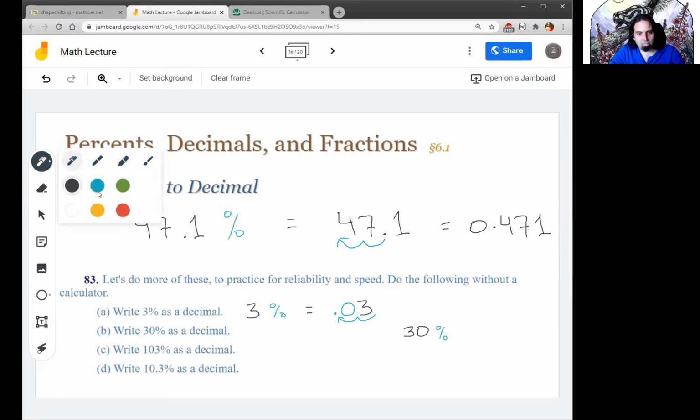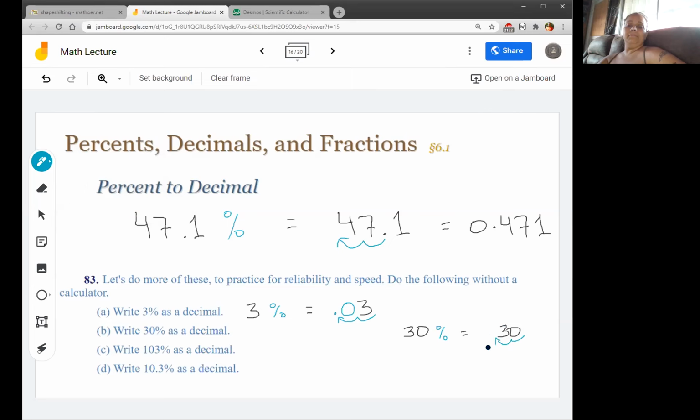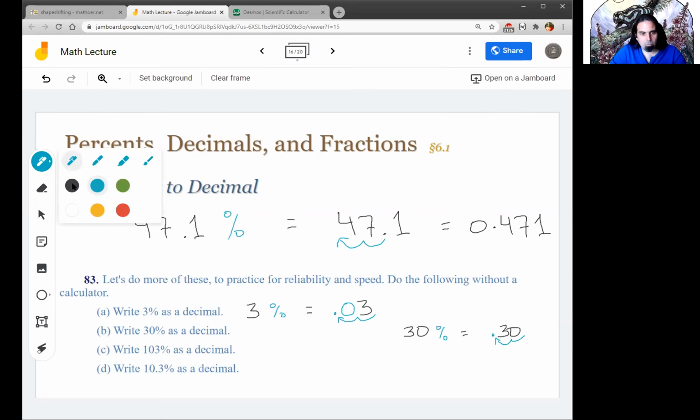So 30%, I'm going to keep my 30. I'm going to get rid of the percent symbol. 2 scoots back, so my 2 scoots left, and I get 0.3. This one I probably would just write as 0.3 and not as 0.30, but 0.30 is also the same number. It's fine.